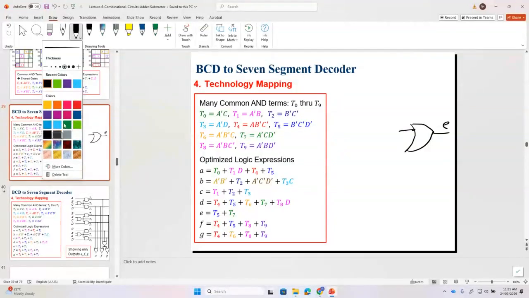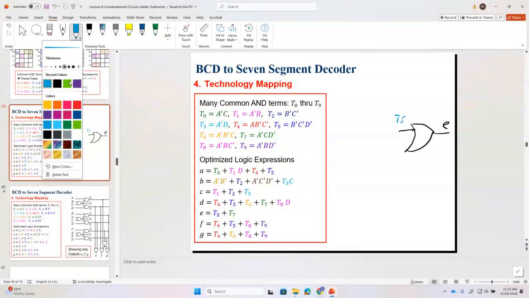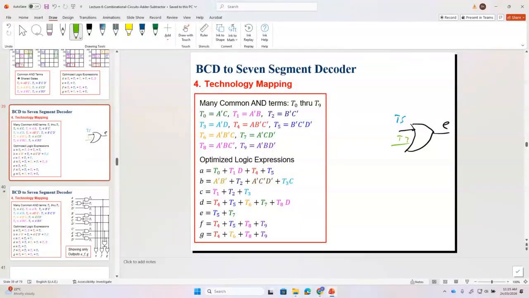Do I have a blue color? Yeah, I think so. I can use the blue color. This is T5, and then we have T7, which is the green color. So I'm now using the green color. But what is T5? Can you see? We have already identified T5, and the blue color is actually B bar, C bar, D bar.